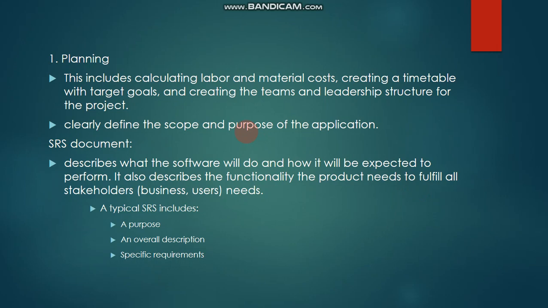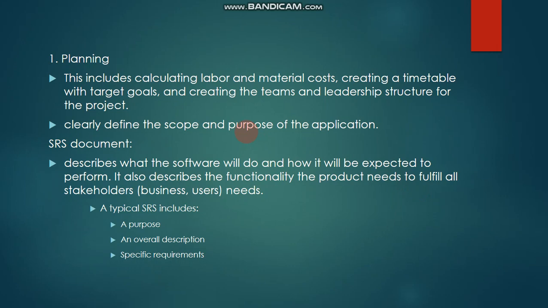Planning includes everything from cost to labor, the number of persons who are going to be involved in software development, and the timetable is created with the targets or goals, and how much material cost is involved. Everything is planned in this phase. The main scope and purpose of the application is decided here itself, and there is an important document called the SRS document, that is the software requirement specification document, involved here.